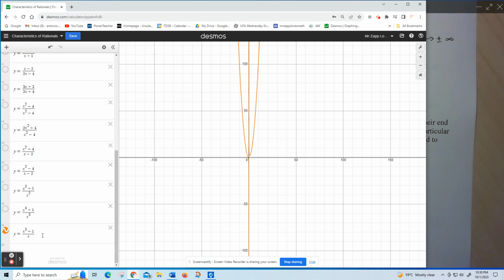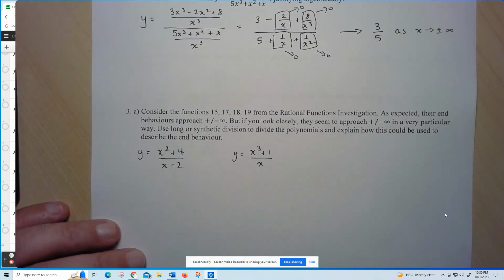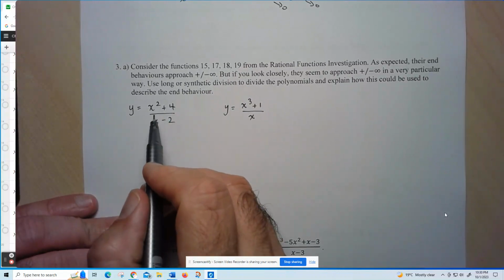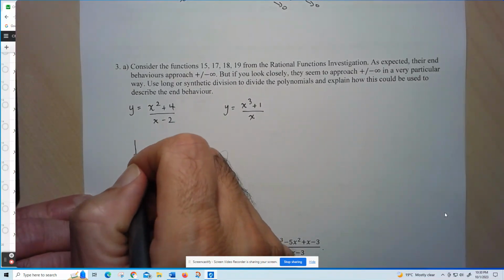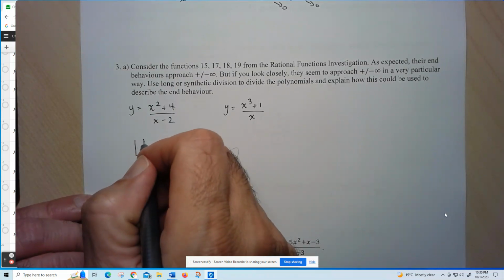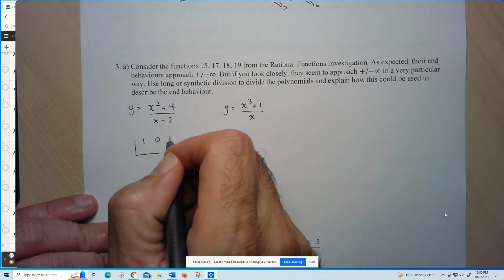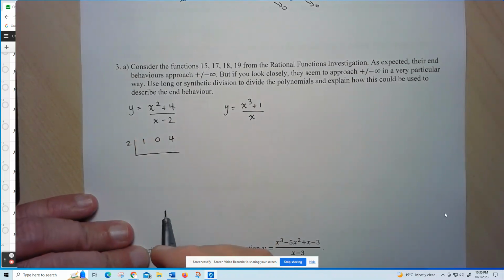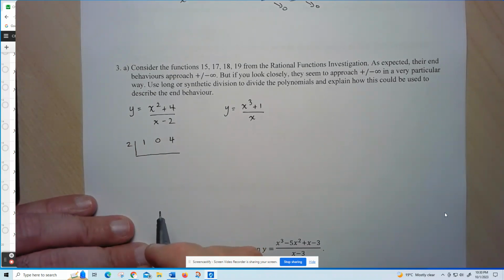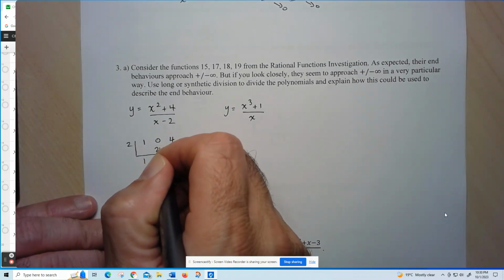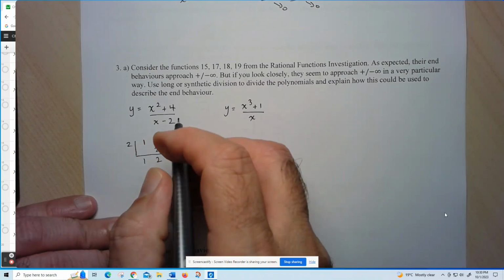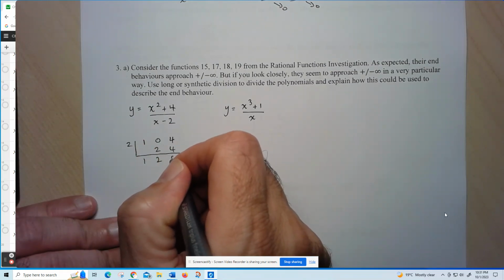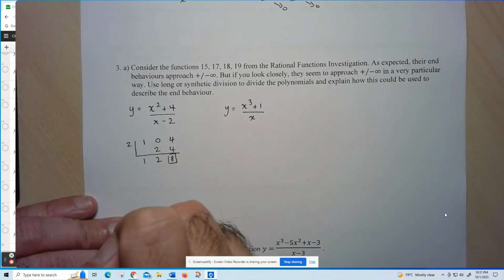So let's have a look at that. Now, by the way, if you look back at the notes, we could probably make an argument without calculating, but let's see what happens here. So here I've got a division by a linear, so let's use synthetic division. So here we've got 1x squared plus 0x plus 4. Don't forget you need to have all of the terms, all of the powers of x accounted for. So here 1, this becomes 2, 0 plus 2 is 2, 2 times 2 is 4, 4 plus 4 is 8, okay, which is our remainder.